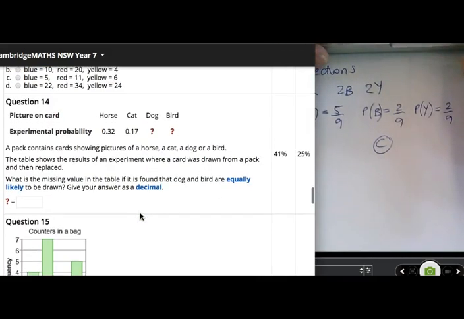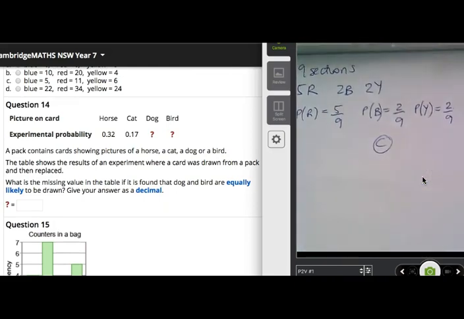Question 14, just having a look at that. We've got, again, experimental probability. We've got 4 different pictures on cards. Experimental probability is between 0.32 and 1. Remember, the sum of all probabilities should add up to 1, and so all probabilities lie between 0 and 1. If you're doing an experiment, the sum of all the probabilities is 1, the sum of all the different options.